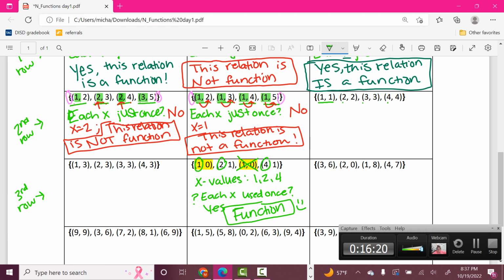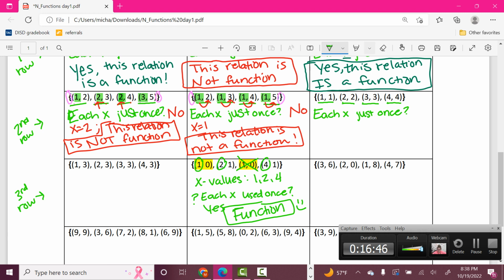Okay, hopefully you paused the video. The ordered pairs are 1, 1, 2, 2, 3, 3, and 4, 4. Now pause the video one more time because you're about to answer the question, does each x value happen just once? So pause the video and identify the x values.